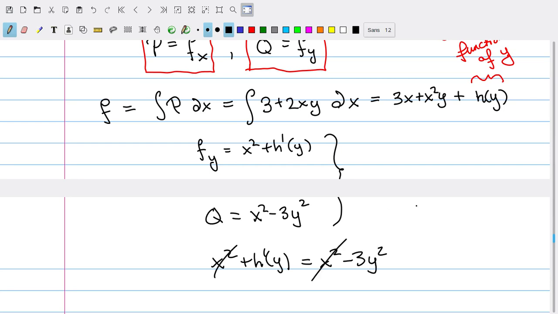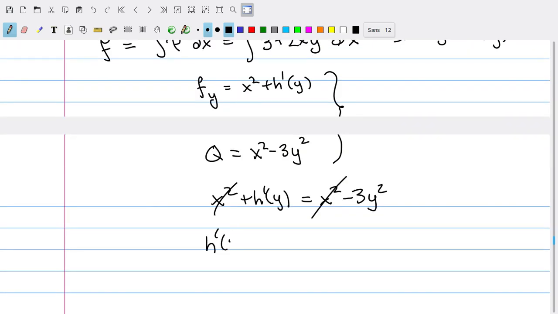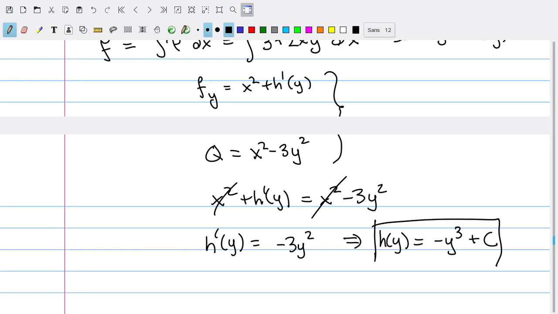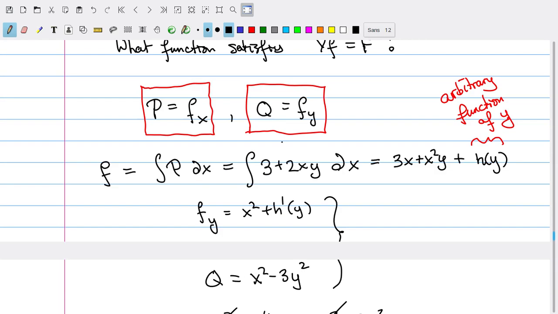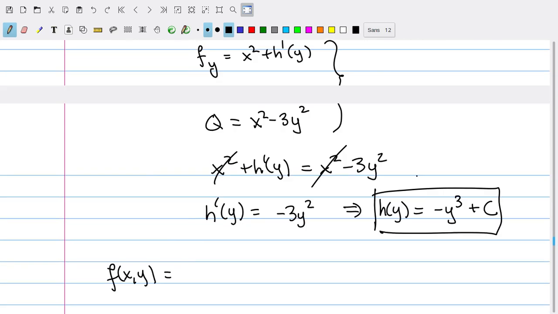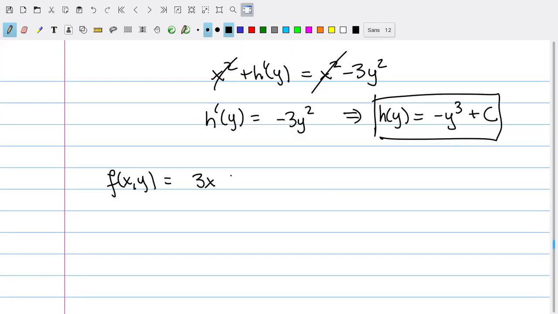So if I cancel off the x squareds, I get that h prime of y is equal to minus 3y squared. So if I just integrate that, that tells me that h of y is going to be equal to minus y cubed plus an arbitrary constant. And that's a usual integral because that's a usual derivative. So what f had to be was given by 3x plus x squared y plus h of y. So 3x plus x squared y plus my h of y, which is minus y cubed, plus a constant.